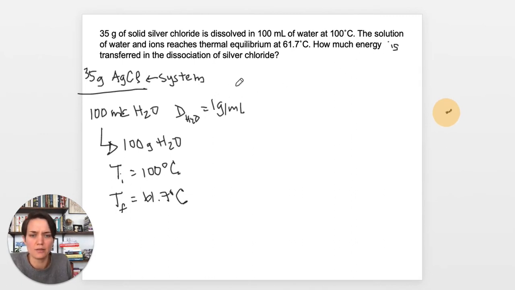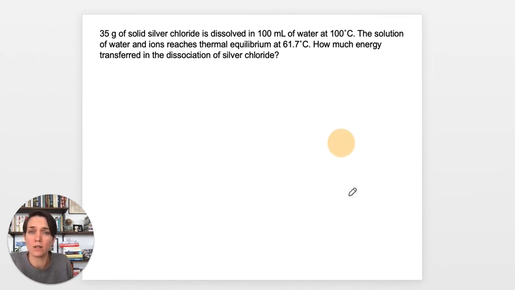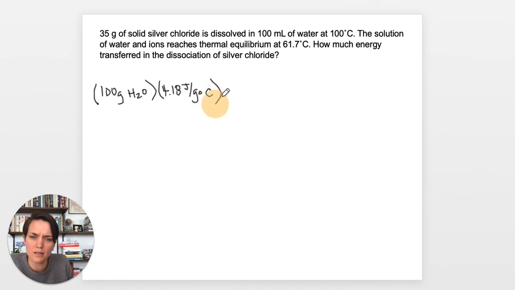We know what's happening in our water, and from that, we can deduce what's happening in our system, right? Because Q equals negative Q. All right, so let's let that go away. And we're going to solve for what's going on with water, and from that, we'll infer what's going on with our silver chloride. So we have 100 grams of water. The specific heat of water is 4.18 joules per gram degree Celsius.